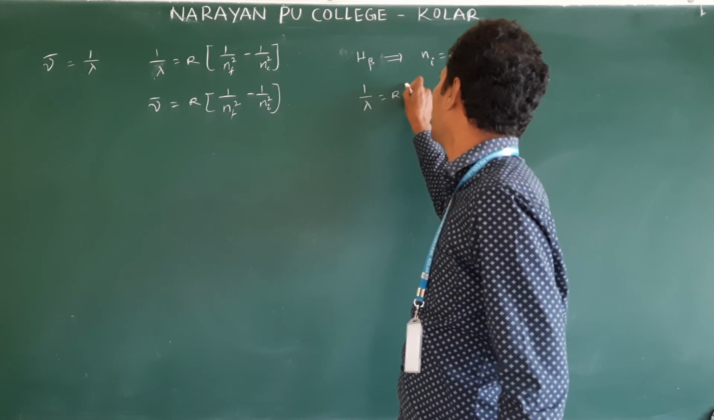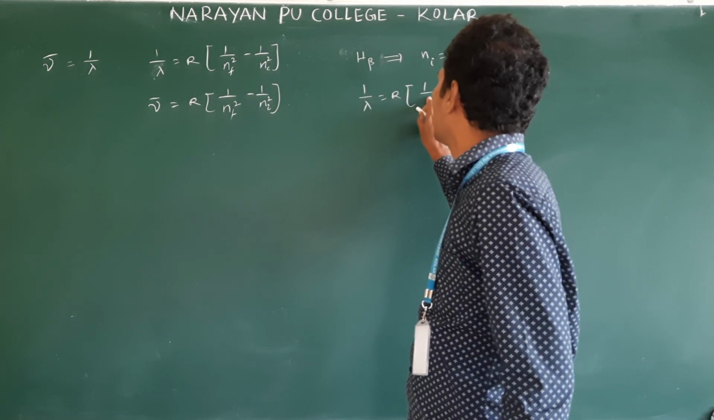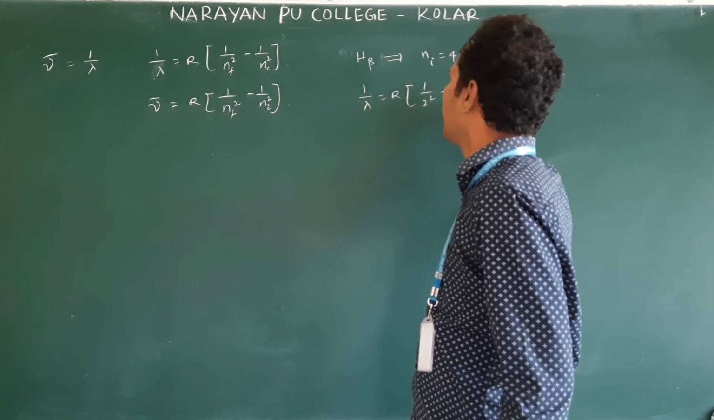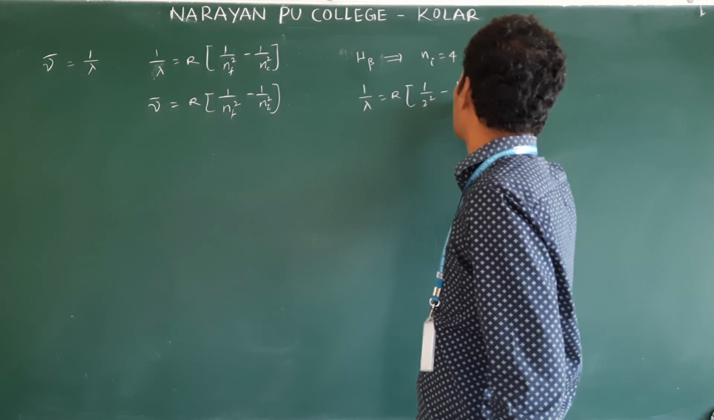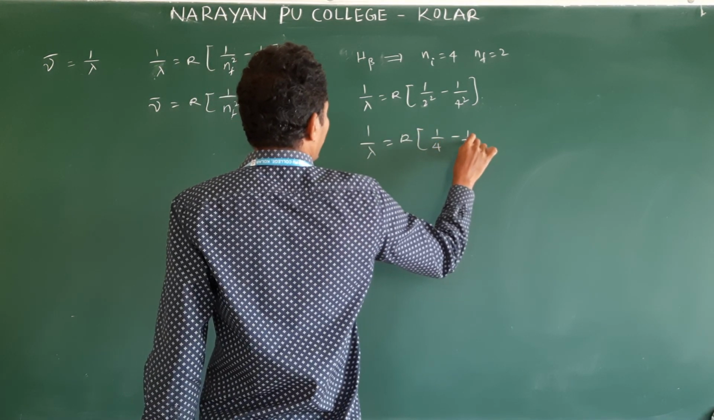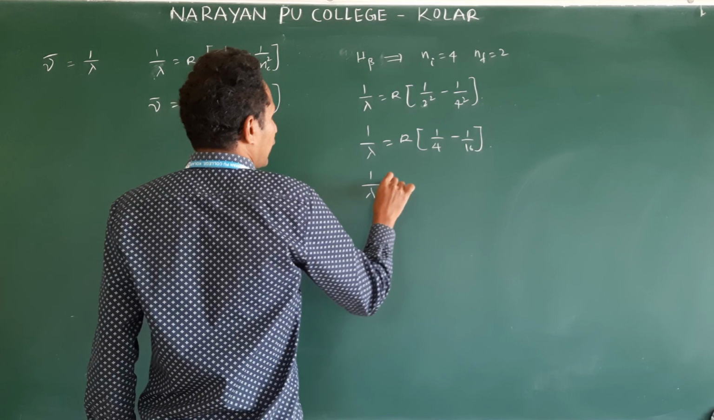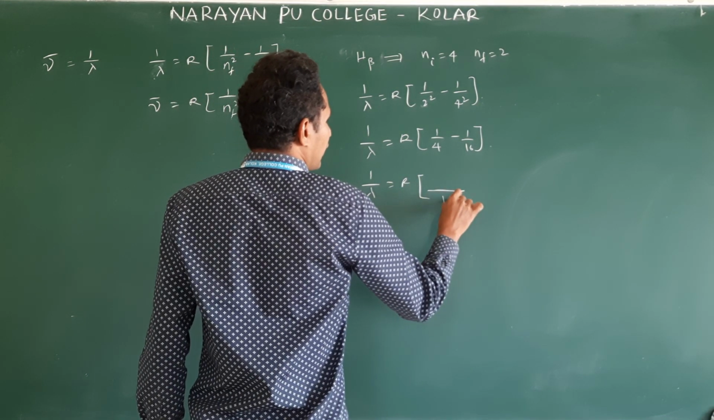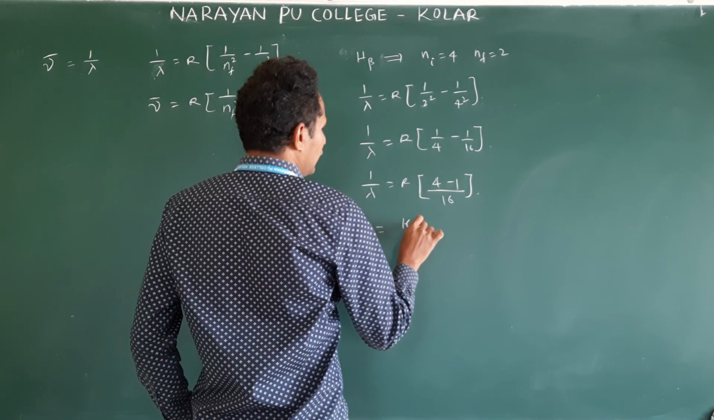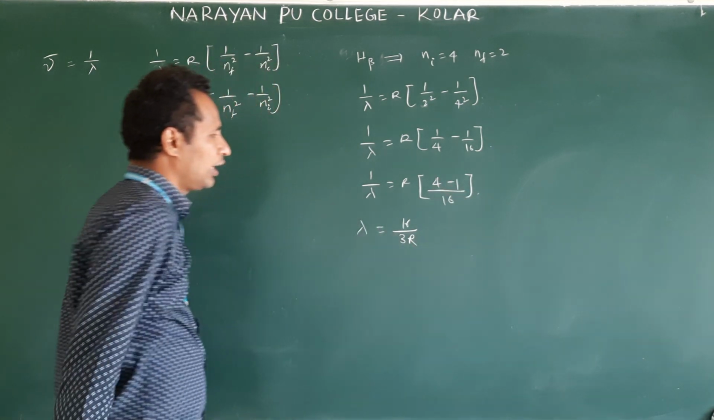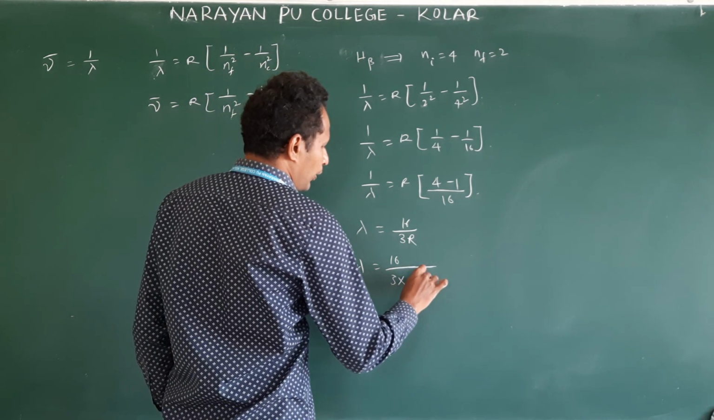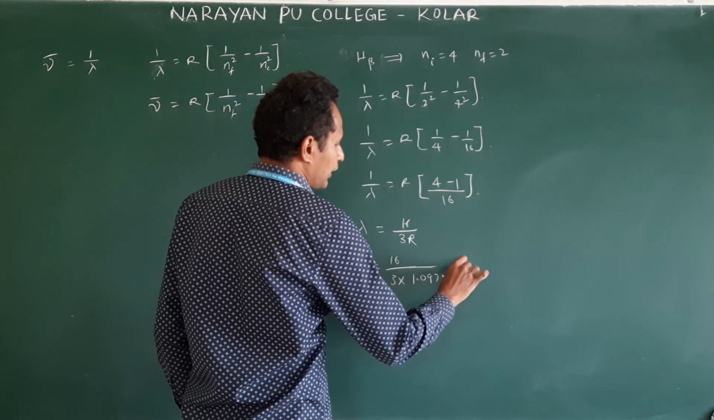Try to find the wavelength. 1 by lambda is equal to R into (1 by n_f square minus 1 by n_i square). n_f is 2, so 1 by 2 square minus 1 by 4 square. So 1 by lambda is equal to R into (1 by 4 minus 1 by 16). 16 is the LCM, so (4 minus 1) by 16. Then lambda is equal to 16 by 3R. So lambda is equal to 16 by 3 into 1.097 into 10 power 7.